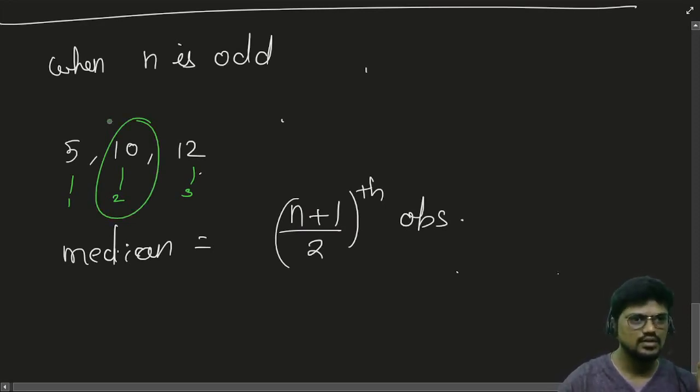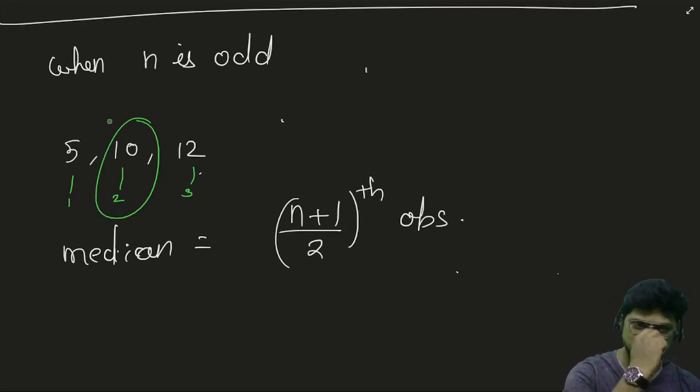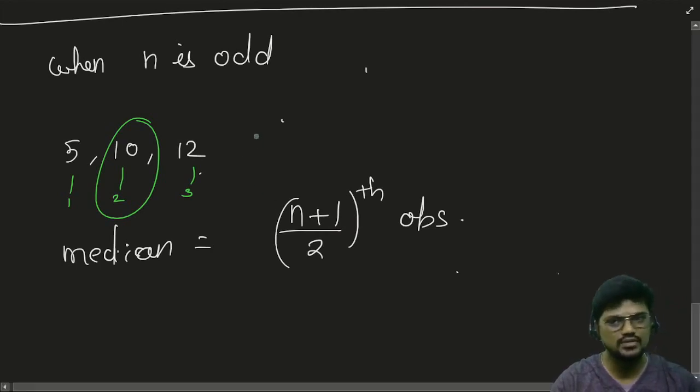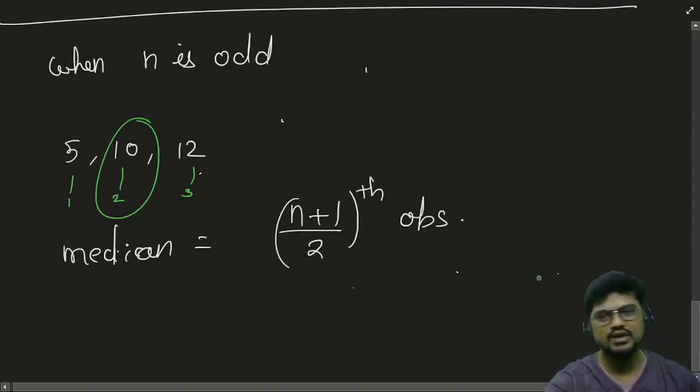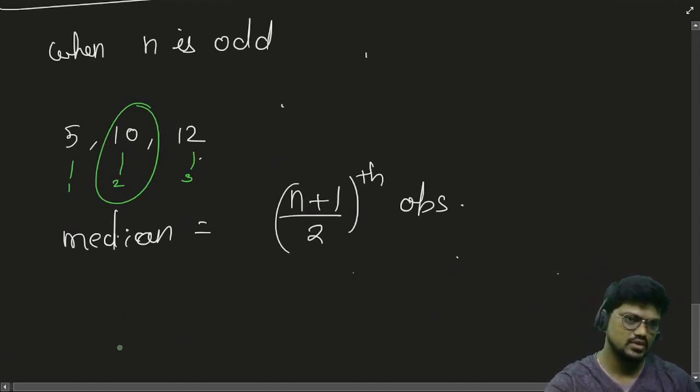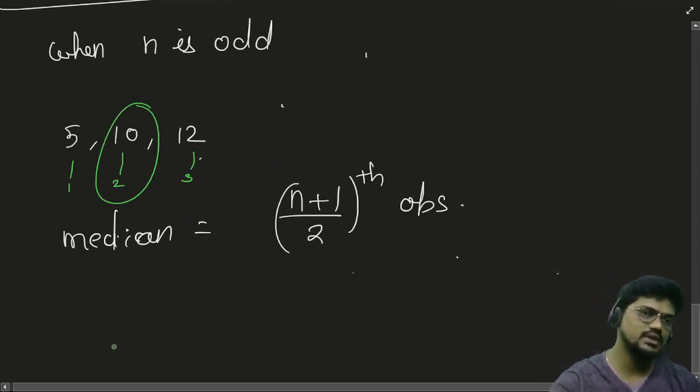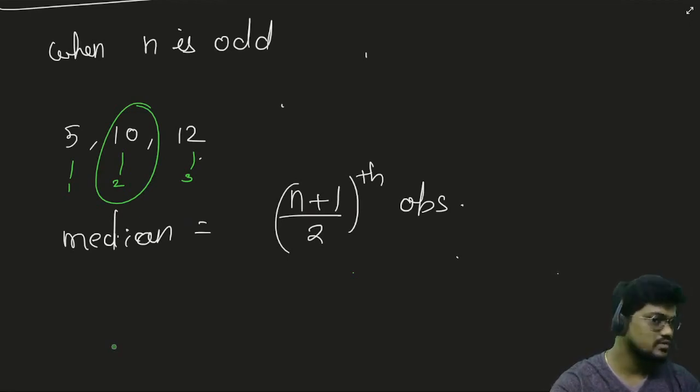Understood? When to use n plus 1 by 2, and when to use the n by 2th observation plus the n by 2 plus 1th observation divided by 2. I have told you with an example so that you can remember it and not get confused. Suppose there are 15 observations. Which one will be the median? The eighth one. 15 plus 1 divided by 2 gives you 8, and that will be your median. Understood? When n is odd and when n is even.